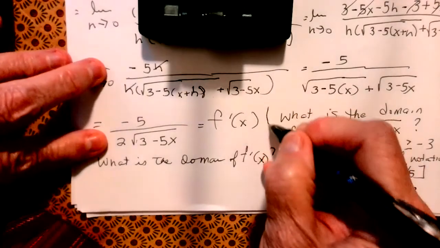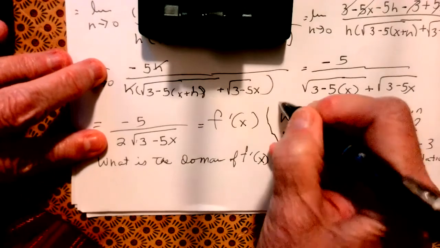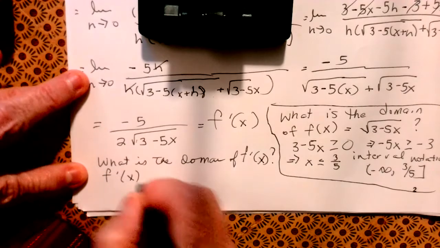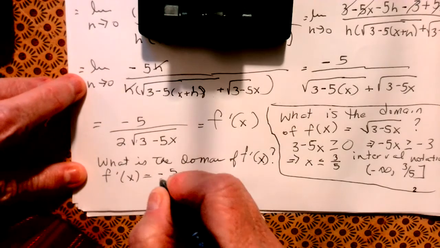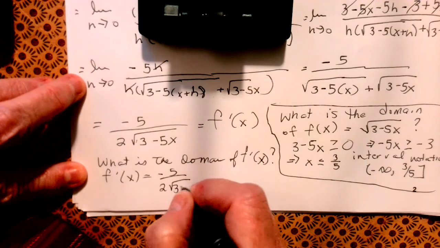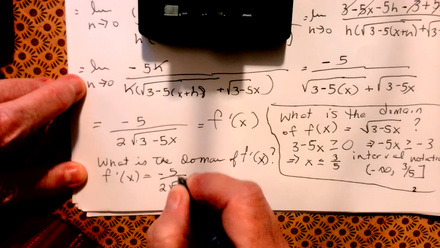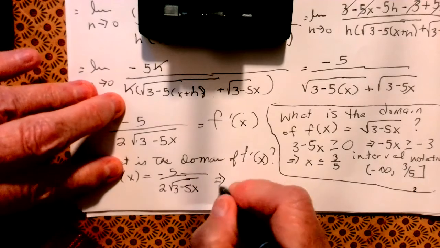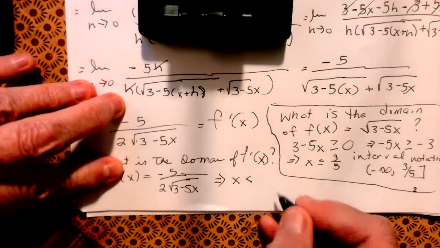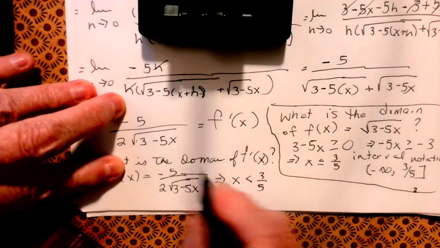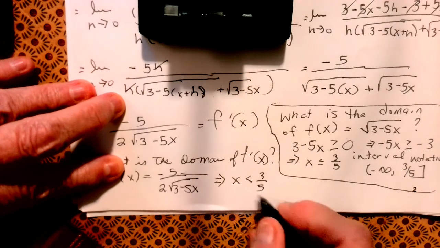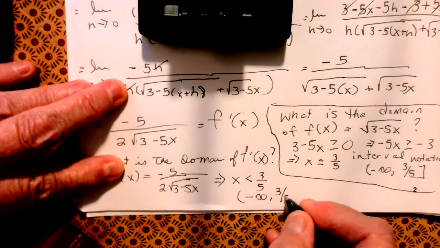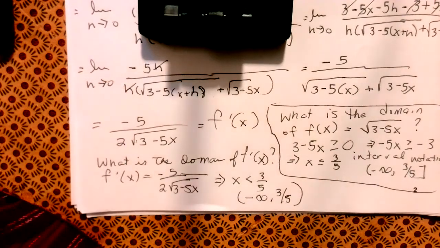So let me put a little thing here so this will look better. Well, if you look at f prime x, it's equal to minus 5 over 2 times the square root of 3 minus 5x. So the square root of 3 minus 5x is in the denominator. So what that means is that x has to be less than 3/5. It can't be 3/5 because if it is 3/5, this denominator will be 0. So in interval notation, it would be from negative infinity to 3/5, not including 3/5.